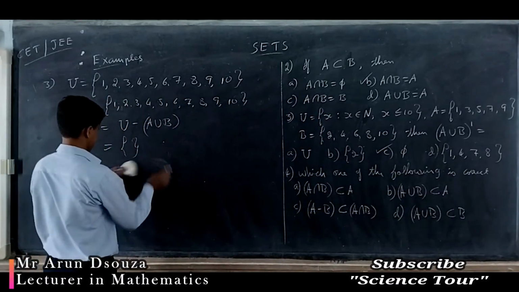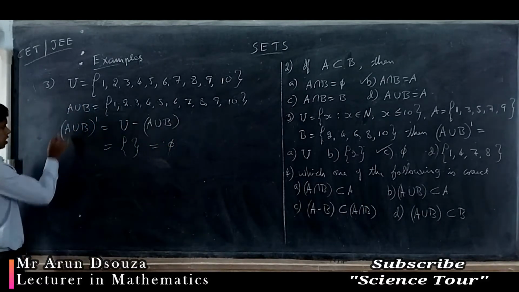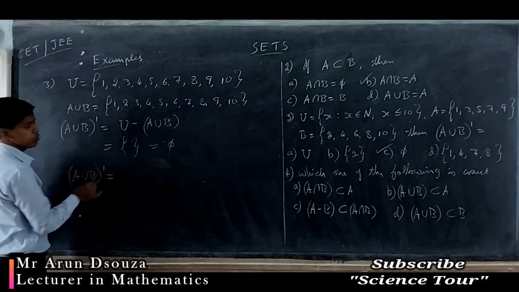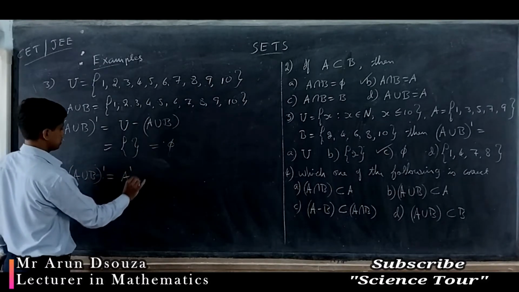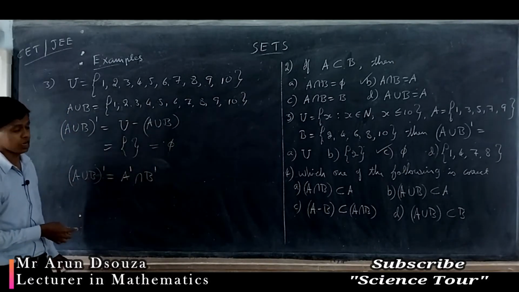So what's the other way? The other way of solving is to use De Morgan's law. See, what is (A union B) whole dash? (A union B) whole dash is A dash intersection B dash. Union becomes intersection in De Morgan's law, correct?